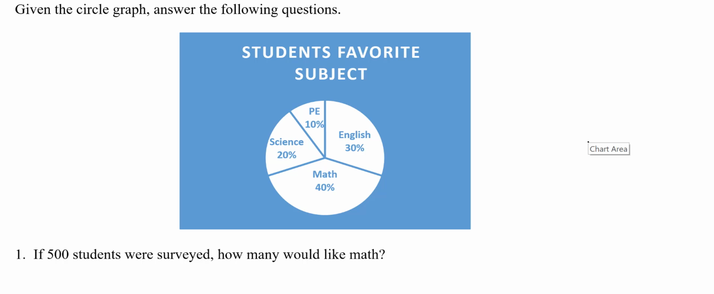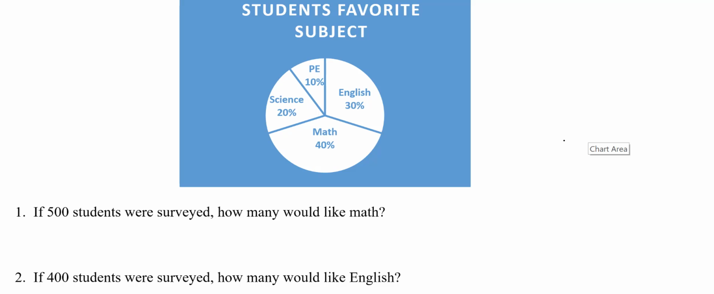Okay, so first of all, it says on here, student's favorite subject. And it's got PE is 10%, science is 20%, English is 30%, and of course math, being the most popular, is 40%. Okay, it adds up to obviously 100%, the whole circle. Okay, so we're gonna have to kind of flip back and forth to this just to show it to you on the video. Okay, so if 500 students were surveyed, how many would like math?